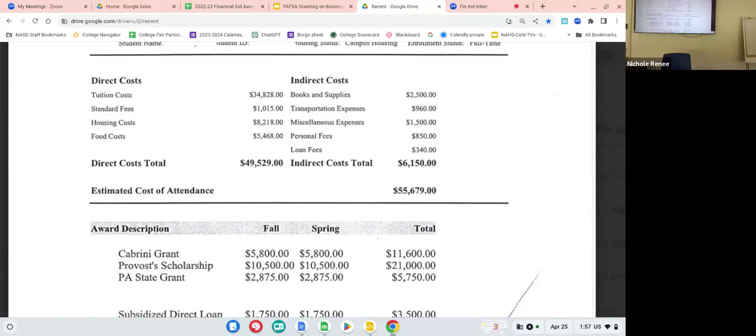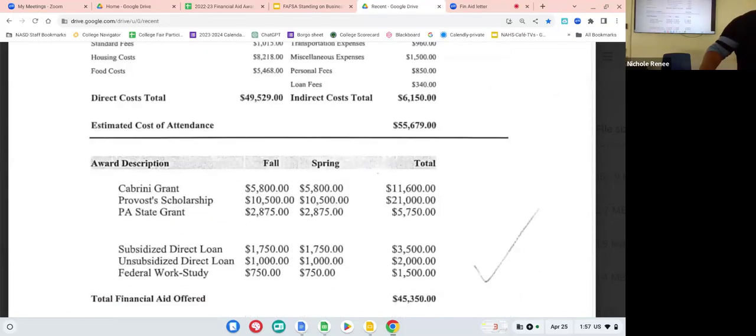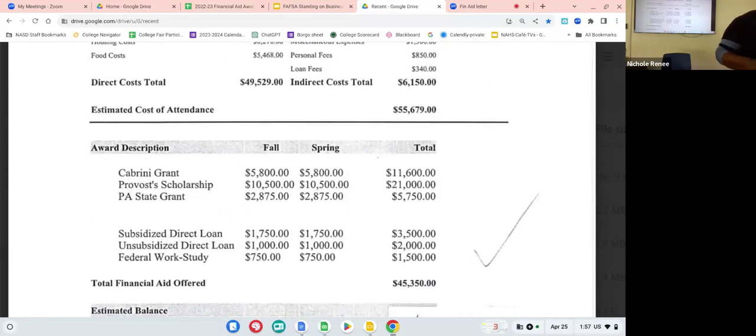Got it? So you got your direct cost for your tuition, room and board if you stay on campus of $49,000. Indirect of $6,000. So they're adding that together. I don't know why they're doing that. All right, they got the Cabrini grant, the Provost scholarship, the PA State grant, all the loans on there. Work study, of course, they put work study in those calculations. Remember, we're not doing work study in our calculations. What's missing?